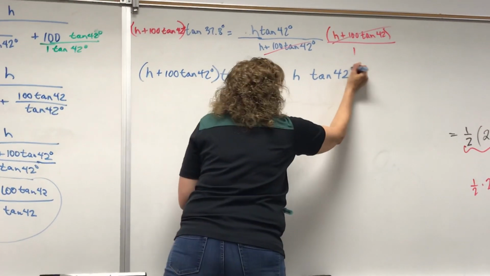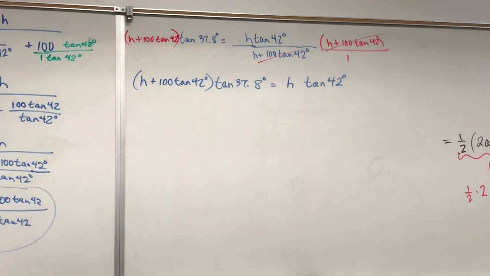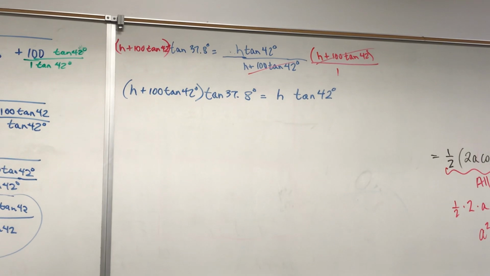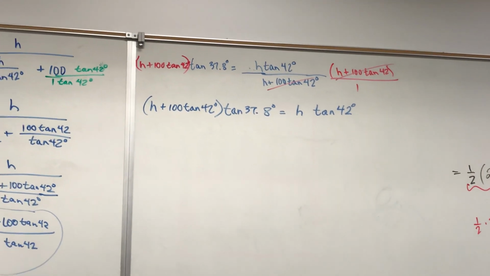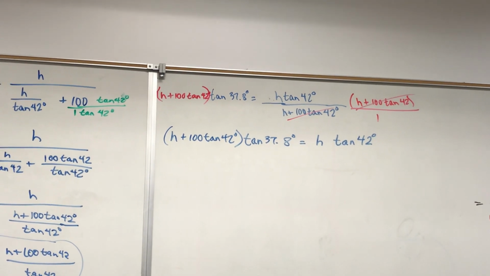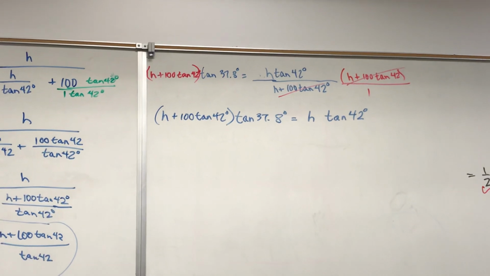They're like, score! Let's just divide by the tangent of 42 and be done. What's the problem with that? You end up with the same mess on the other side. I got h on the other side. That's got to get over. I got to get my h's together.